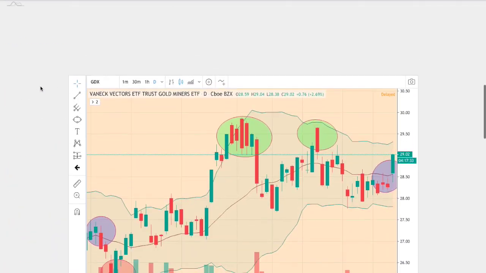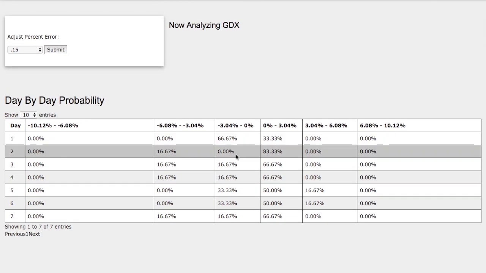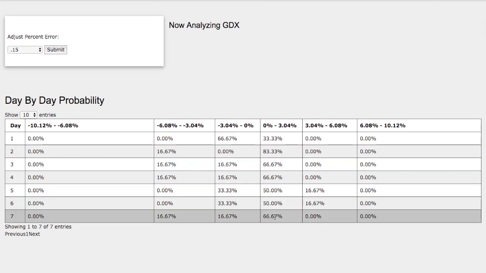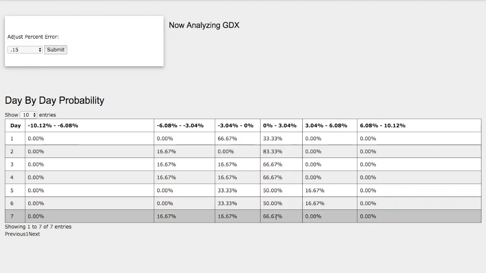If we head back to the standard deviation table or day-by-day probability model, it coincides with the 67% chance of gold miners reaching between 0 to 3%. So we do have that in play. Again, this model is now available in the link below, so do check it out.